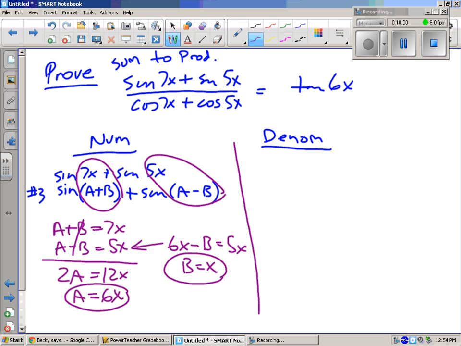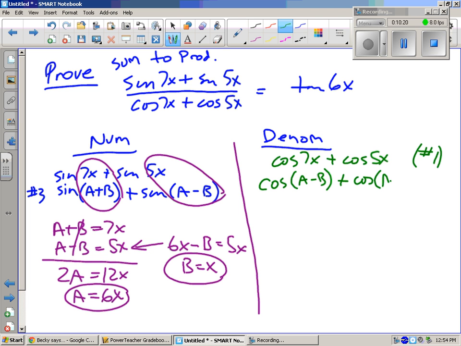All right, so now I know my a and my b for the numerator. Let's go do the denominator. Let's do it in a different color. So cosine 7x, cosine 5x. Which of the four does it match? Looks like it matches number 1. So right underneath this, I'm going to write the number 1 formula there. Cosine A minus B plus cosine A plus B. Doing that, I see that A minus B is 7x, A plus B is 5x. Let's write that over here in a little system.